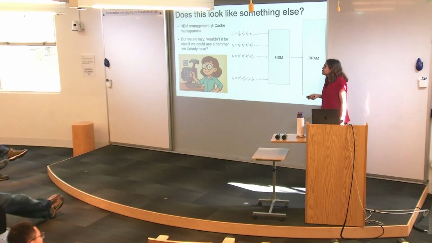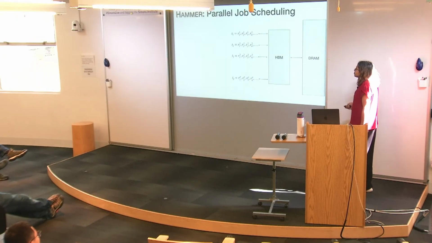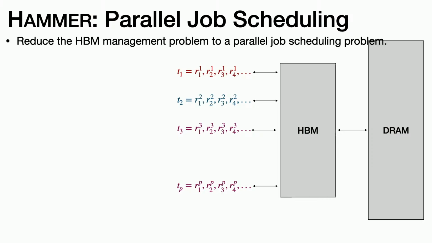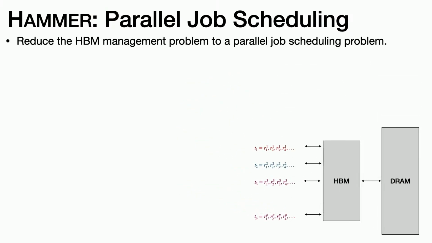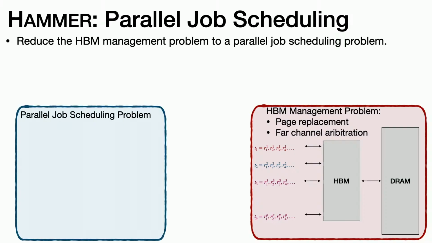All right. So we're looking for a hammer. We have this problem, and we want a hammer. So what do we want from a hammer? Well, we have this HBM management problem. This is the problem we really want to solve. We want to solve the page replacement policy and the far channel arbitration policy. And the hammer we're going to use is actually a parallel job scheduling problem, which at first blush is not related.